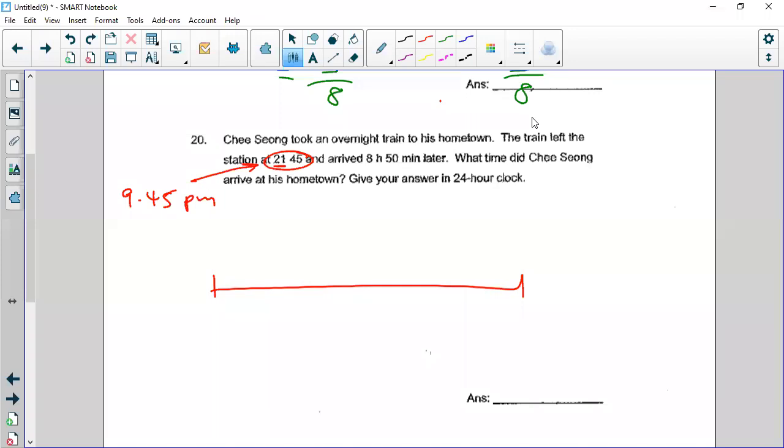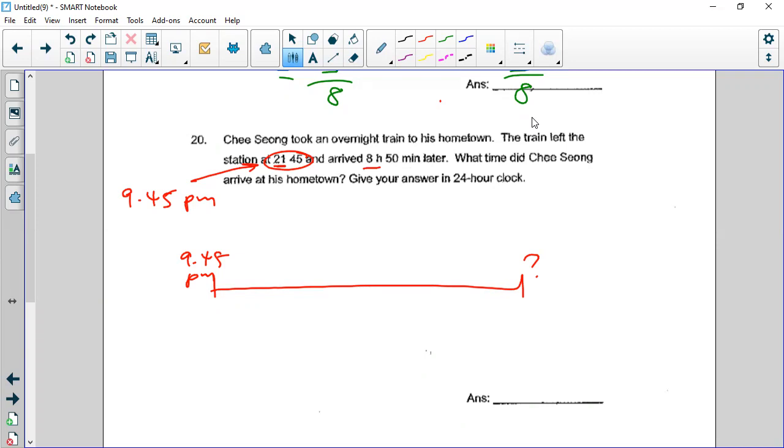Okay, so you must know how to change into a 12-hour clock. And Ji Xiong took an overnight train. The train left the station at 9:45 PM and arrived 8 hours, 50 minutes later. What time did he arrive? Okay, so you jump. All right, so you need to jump 8 hours. But it's a bit hard to jump.